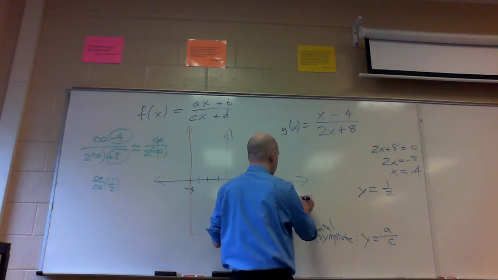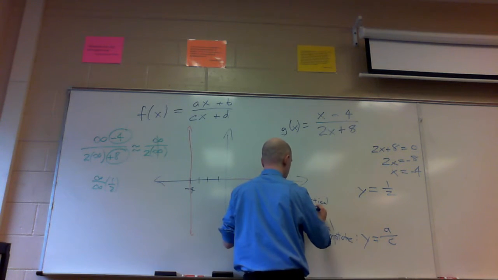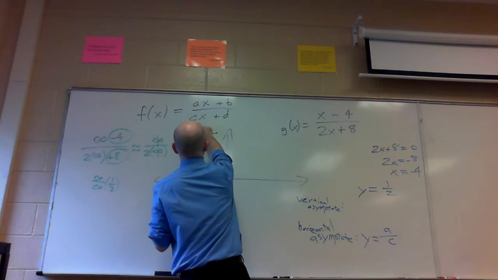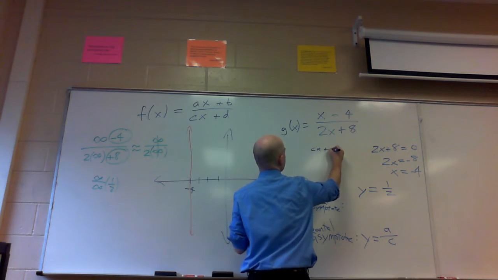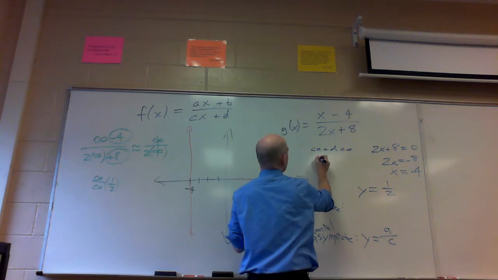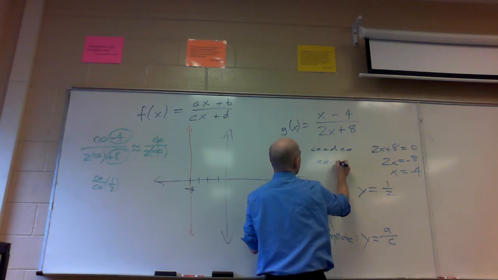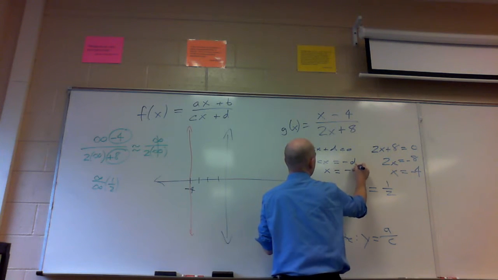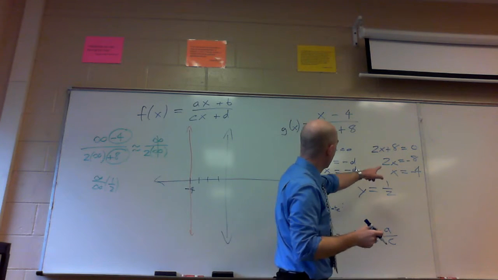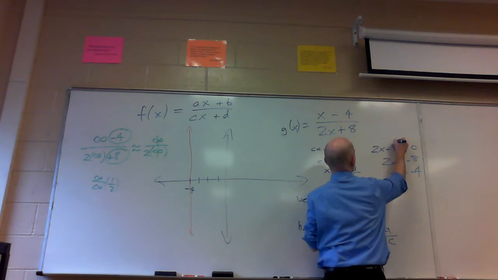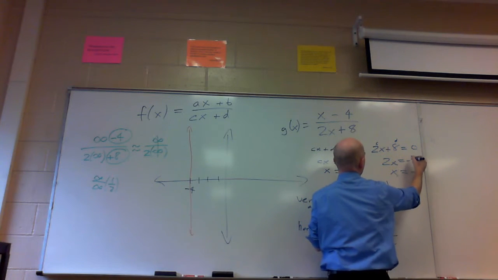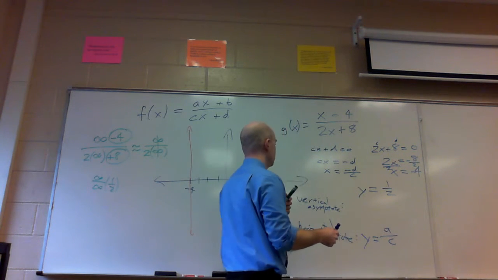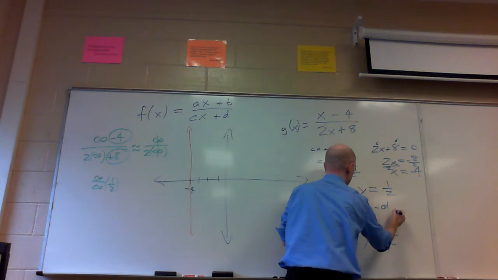Also, how do I find my vertical asymptote? Well, if we're saying that Cx plus D has got to equal 0, just like we did right there, this means that Cx has got to equal negative D. X is going to equal negative D over C, which we can see that we've got right here. This is our D, this is our C. Basically, if we divide both these by 2, we've got negative D over C. So X is equal to negative D over C.